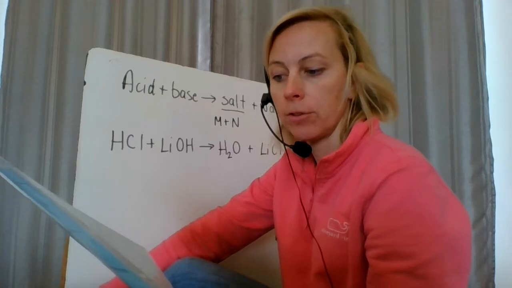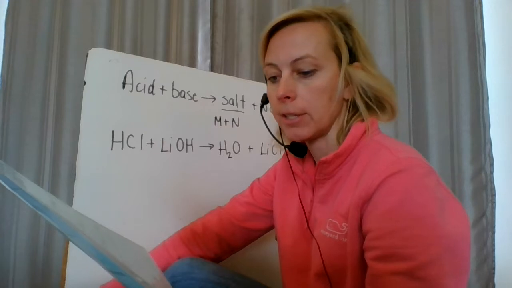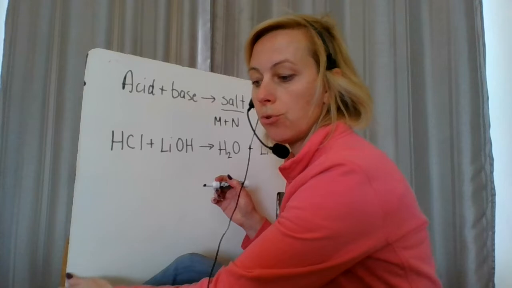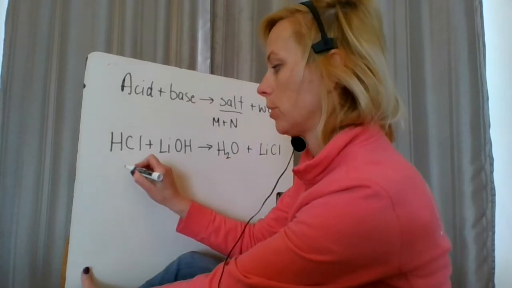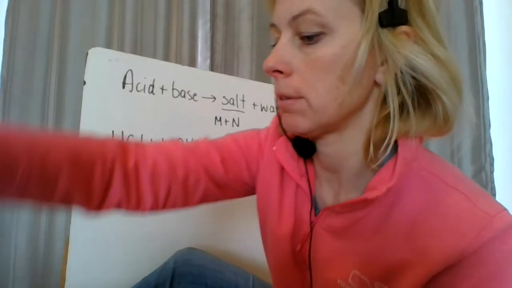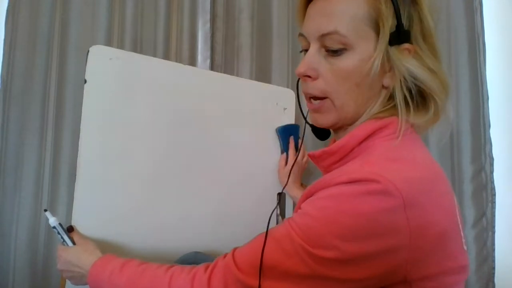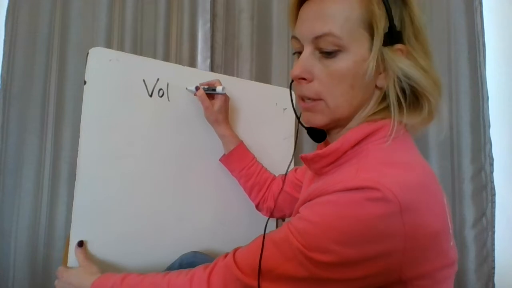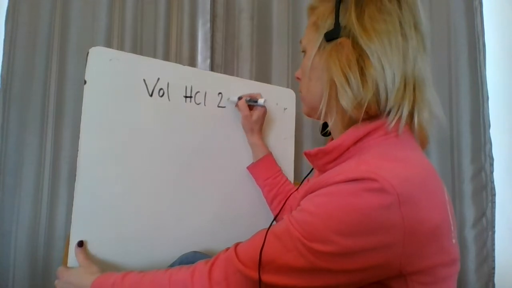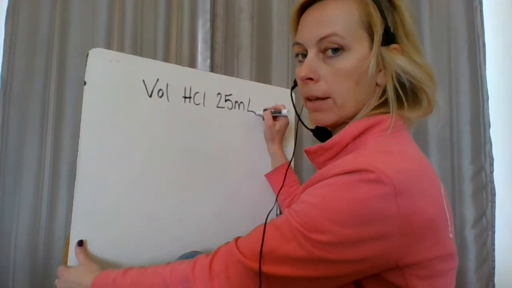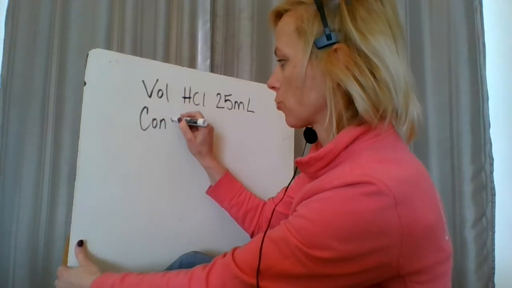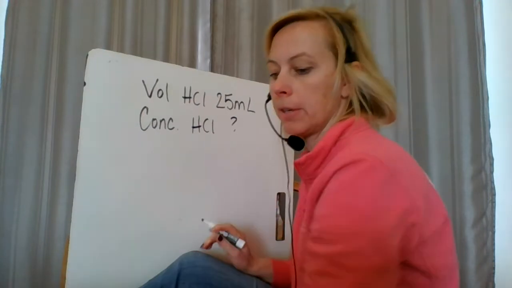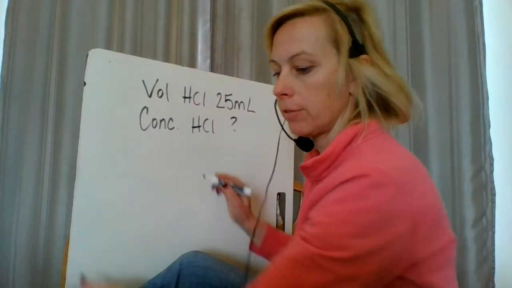What is the overall concentration of hydrochloric acid in that solution? So first you need to identify the information that you do know and that you don't know. So in this case, I'll erase this. You do know that the volume of hydrochloric acid is given. So the volume of hydrochloric acid is 25 milliliters. You're looking for the concentration of your hydrochloric acid. So I'll just put that as a question mark, or you can use the variable letter if you'd like.